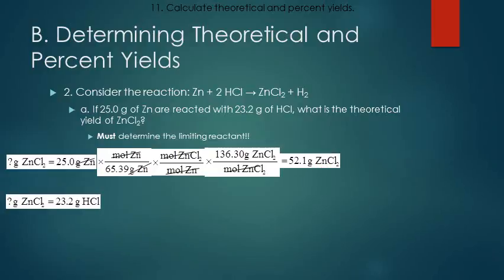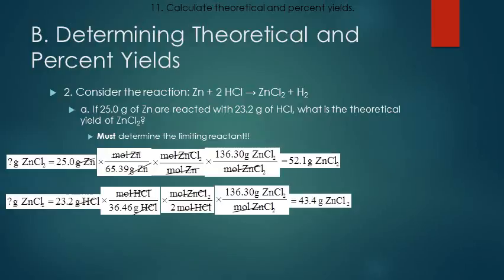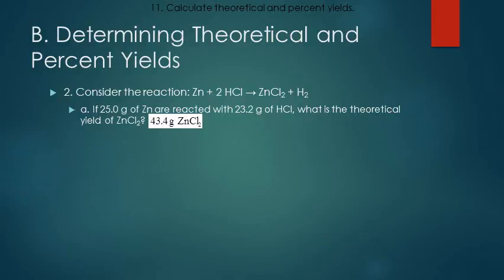We'll do the same thing with the hydrochloric acid using a gram mole mole gram problem. Molar mass of hydrochloric acid. Your balanced equation shows a 2 to 1 mole ratio. And then again the molar mass of zinc chloride. This will give you 43.4 grams of zinc chloride. So we've determined the limiting reactant. We know that HCl is limiting because it will give us less product, and thus our theoretical yield of the zinc chloride is that 43.4 grams, because that's the maximum amount that we could produce from that limiting reactant. So we've answered question A.